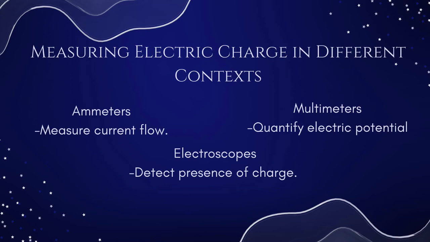The last one is multimeters. It quantifies electric potential. It is a measuring instrument that can measure multiple electrical properties, including voltage, resistance, and current, in which case it can be used as a voltmeter, ohmmeter, and ammeter. What does it do? It checks for faulty components. It identifies issues like broken connections, faulty components, or incorrect voltage levels. It also checks for short circuits.